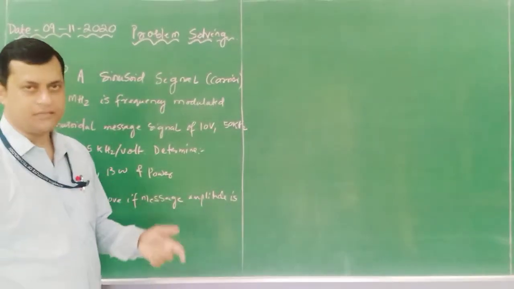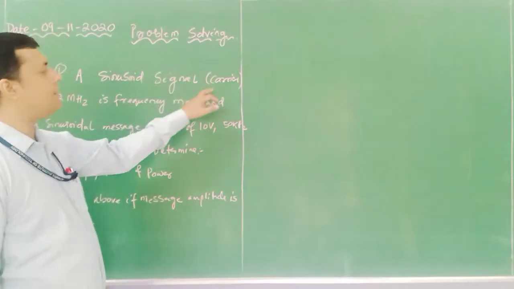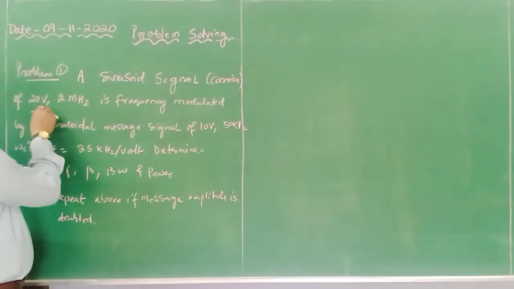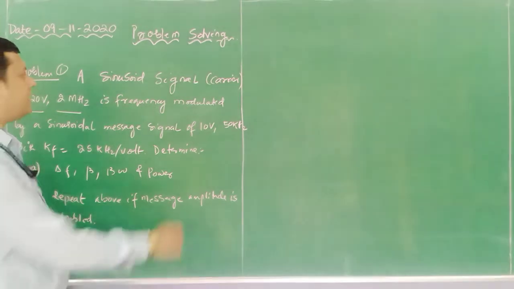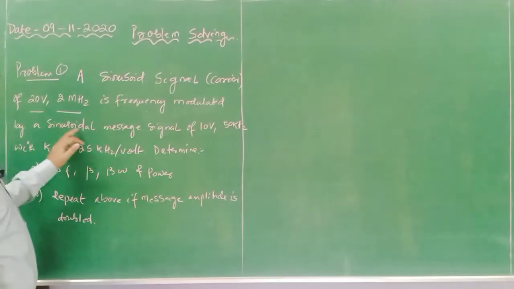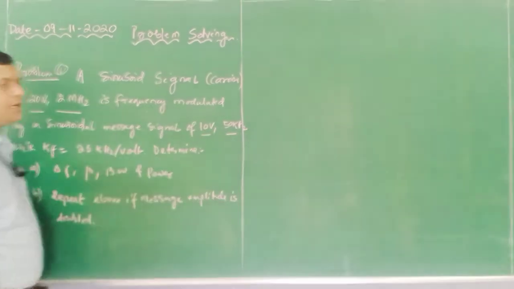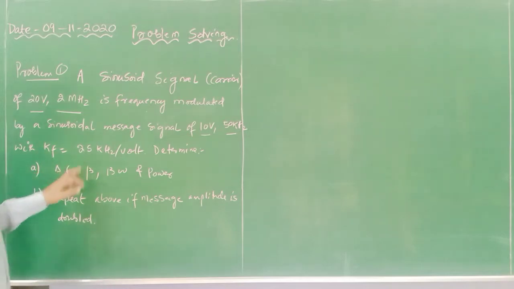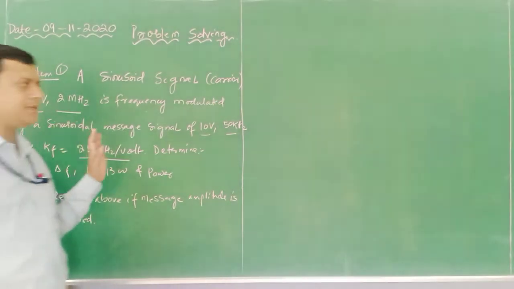So which will be the maximum frequency? That will be your carrier component. So here I have written in the bracket, it is called a carrier signal whose amplitude is 20 volts and frequency is 2 megahertz, is frequency modulated by a sinusoidal message signal of 10 volt, 50 kilohertz, with frequency sensitivity which is given, kf is equal to 25 kilohertz per volt. So this information is given.